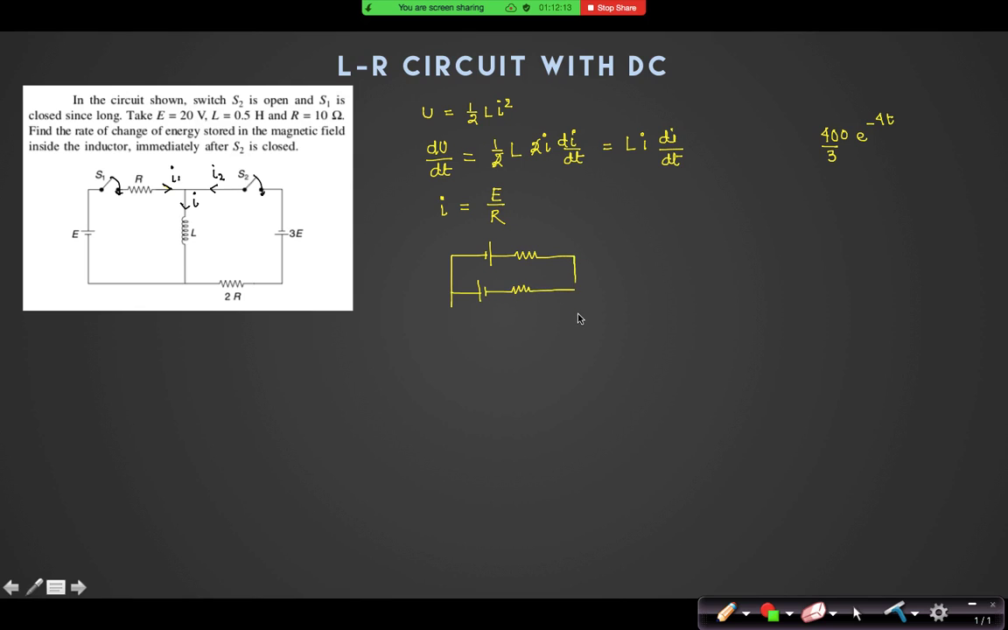Can you tell me the equivalent EMF and resistance? But ইন্ডাক্টরেরও তো একটা পোটেনশিয়াল ডিফারেন্স থাকবে, তো ওটা কি একটা ব্যাটারি হিসেবে ট্রিট করবো না? Yes, the potential difference will be the same across this. They all are in parallel.